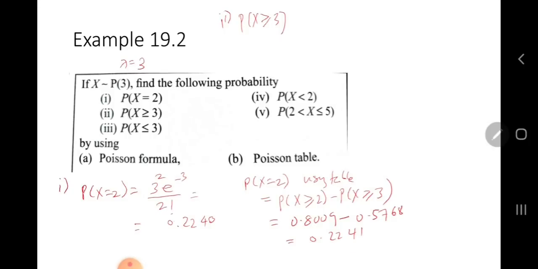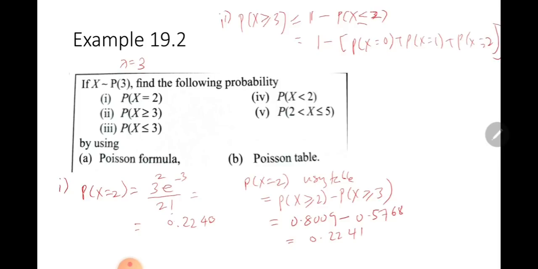3. So if you want to use the table, you have to add Px 3 plus 4 plus 5, and you don't know how many x you would have. So instead, to make it easier, you do 1 minus P x less or equal than 2. So you have 1 minus of Px equals 0 plus Px equals 1 plus Px equals 2. But if you want to use the formula, you have 1 minus 3 power 0 e power negative 3 over 0 factorial, minus 3 power 1 e negative 3 over 1 factorial, and so on. Then you will get 0.6472.